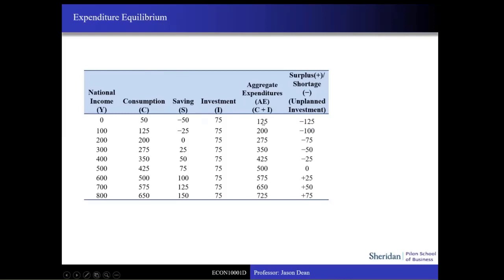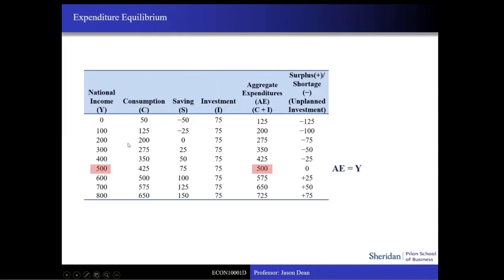Now, where would be the equilibrium? Well, the equilibrium will be where aggregate expenditures equals national income, and that would be the point right here. 500, in millions of dollars. So when the income is 500, aggregate expenditures is equal to 500, and only at this point will we have that unplanned investment is equal to 0.